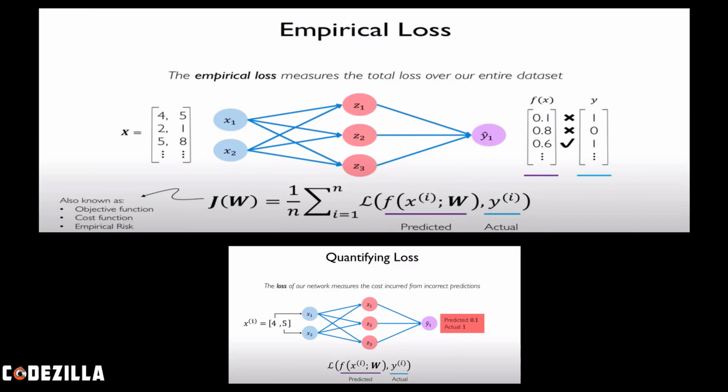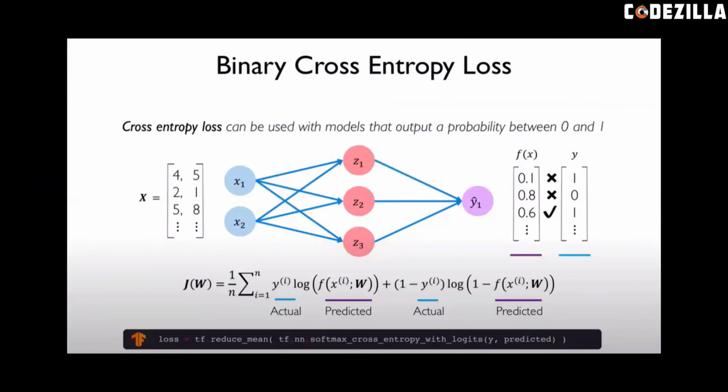It's also known as the objective function, cost function, or empirical risk, which is J(W). This is the mathematical part. You don't need to know it, as there's a TensorFlow equivalent command for it. This is the first loss function to determine a loss.